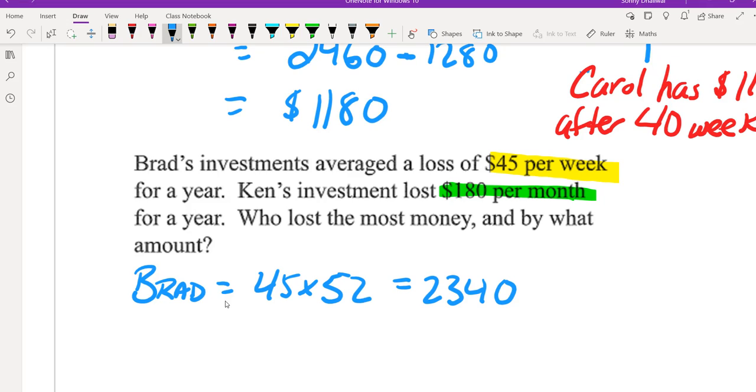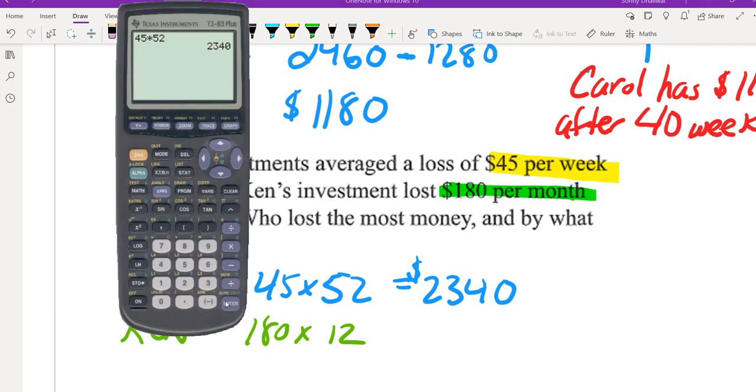Okay, so Brad lost this much. You put a little dollar sign, this is money. Okay, now let's talk about Ken. Ken lost $180 per month. 12 months, so we have to go 180 times 12. So you go 180 times 12. We got 2,160.